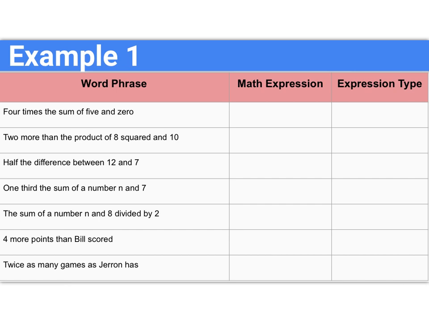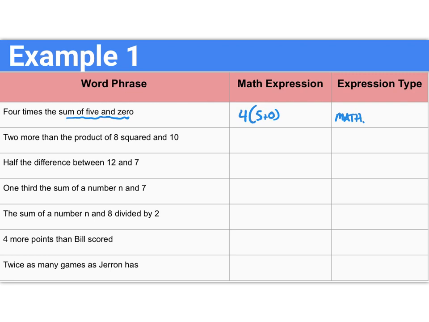So now we're looking at word phrases, and they want us to turn this into a math expression and describe the expression type. So you have to read the word phrase and figure out what the words mean so that you know how to turn it in. So 4 times the sum of 5 and 0. This is what this means. Let me put a pencil on. So 4 times the sum. Whenever you see the sum of something, all of this goes into parentheses. So 5 plus 0, and then 4 times it. And because we're dealing with all numbers, we know that this is a mathematical expression.